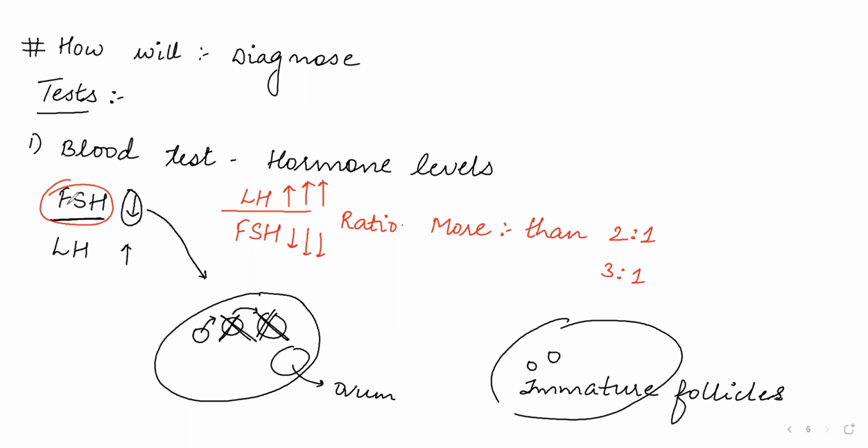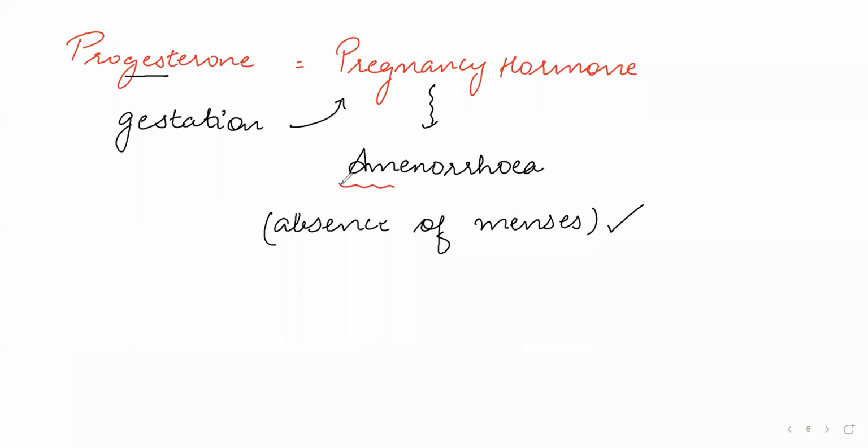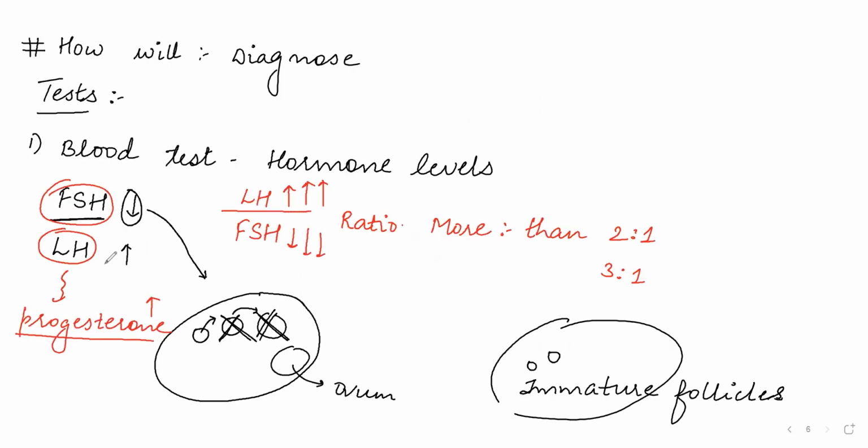Now, another point you need to remember is that this female will have high LH. And LH is responsible for the release of progesterone. If we do a progesterone level also, it will be comparatively higher in this female. So definitely this female will have a sort of pregnancy-like state, that is amenorrhea. Though she is not pregnant, because of these hormones being higher, LH and progesterone, ultimately she will not menstruate.